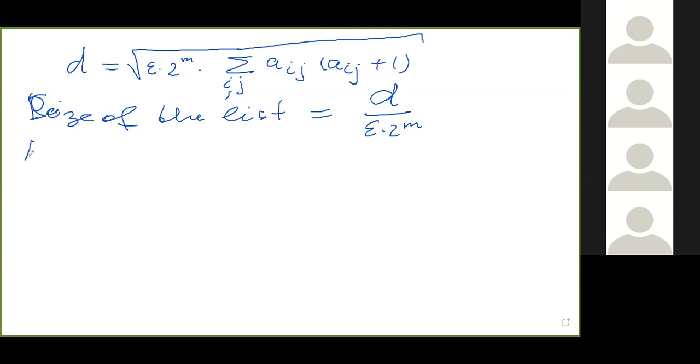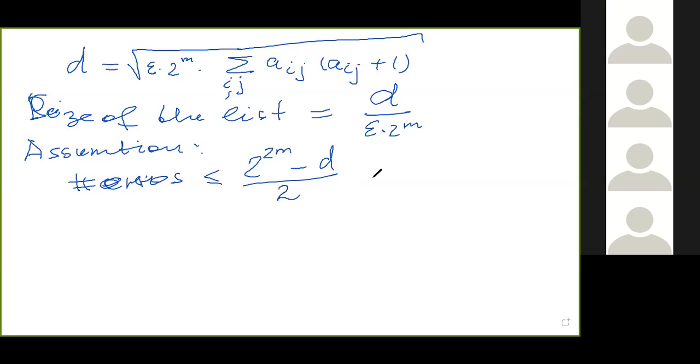And assumption, that the number of errors must be smaller than (2^(2m) minus d) over 2. So, first of all, we need a lemma that upper bounds this.